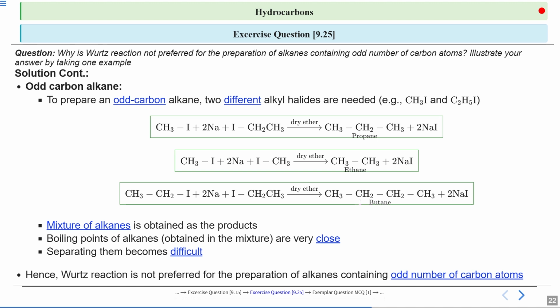In summary, due to the formation of a mixture of alkanes and the difficulty in separating them, the Wurtz reaction is not preferred for synthesizing alkanes with an odd number of carbon atoms. This highlights the importance of choosing the right reaction for the desired product.